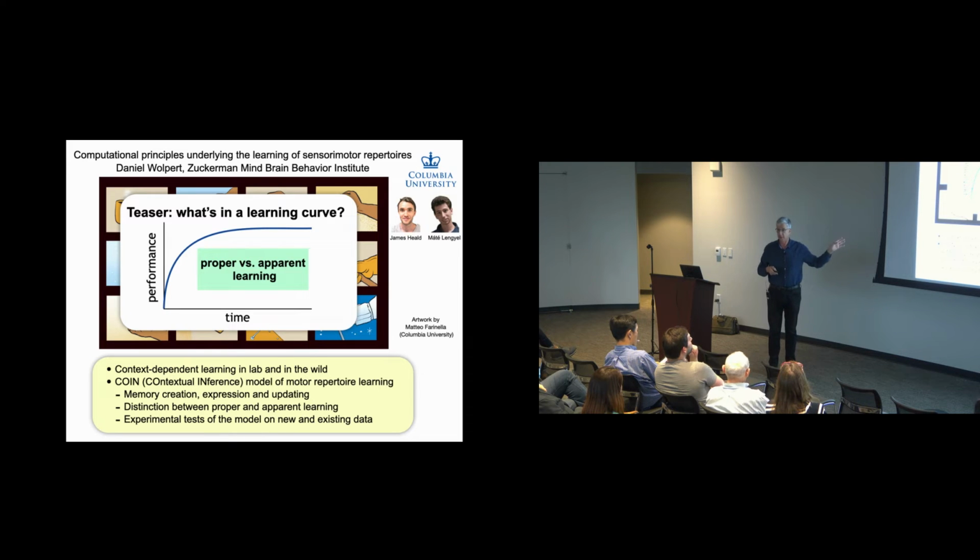That's what we call proper learning. But you can see a curve like this coming about by something we're going to call apparent learning, where there's no learning at all happening. Okay? And so I'll explain how that happens later on. And then finally, we'll look at experimental tests of the model on new and existing data.